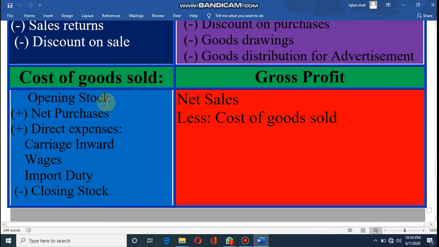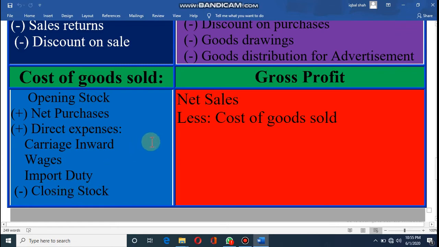Then you will find out the cost of goods sold. That means whatever goods you have sold, the expenditure for that is this. Again, I am telling you this is most important. It will come for 4 marks, dear student. Opening stock, net purchase, plus direct expenses, plus carriage inward, plus wages, plus import duty, minus closing stock. Then you will find out the cost of goods sold.